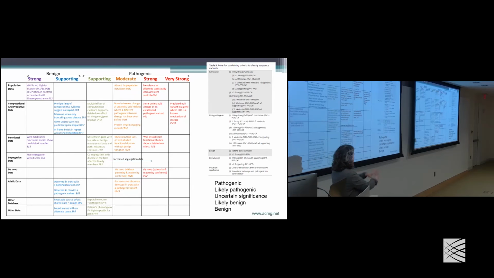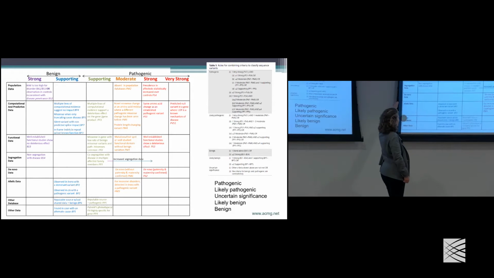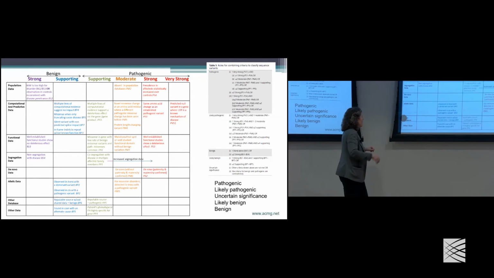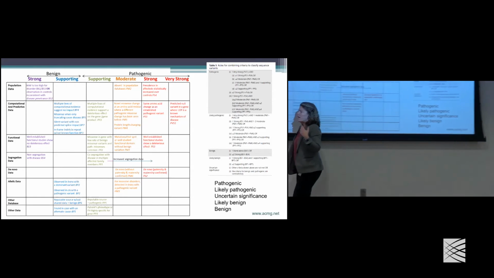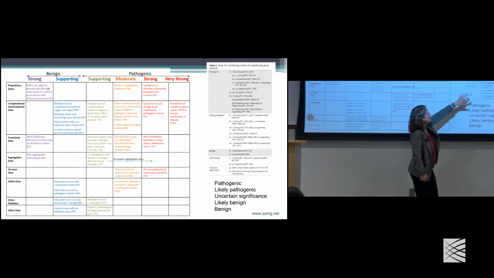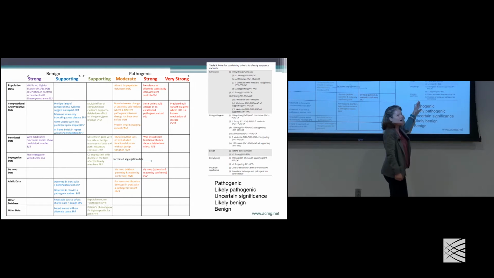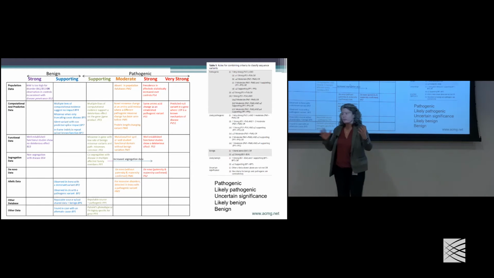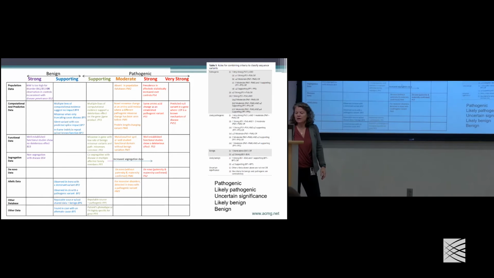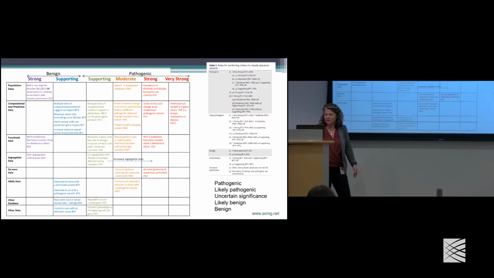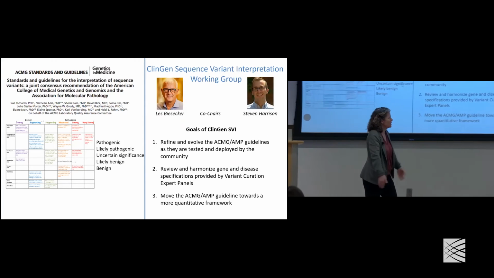And it relates to different domains of evidence: population data, computational predictive data, functional data, segregation data, de novo occurrence, allelic data on the other strand with another variant, and then other data related to the specificity of the phenotype. And then there's sort of a combination menu. If you have one of these and two of these and this and that, it gets you to your classification. So that's how this framework was defined. And I don't have time today, with only 10 minutes left, to go through all these different types of evidence and how we apply them, but we have lots of courses to learn how to do this if you're interested in taking that next step.